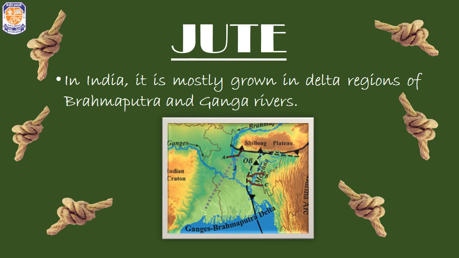In India, jute is mostly grown in delta regions of Brahmaputra and Ganga rivers. Now, deltas are usually the wetlands that are formed when the river meets the oceans. So, when the river falls into the ocean, they deposit their sediment around the body of water. So, it becomes rich in nutrients. So, Ganga and Brahmaputra delta can be seen here in the picture as well.